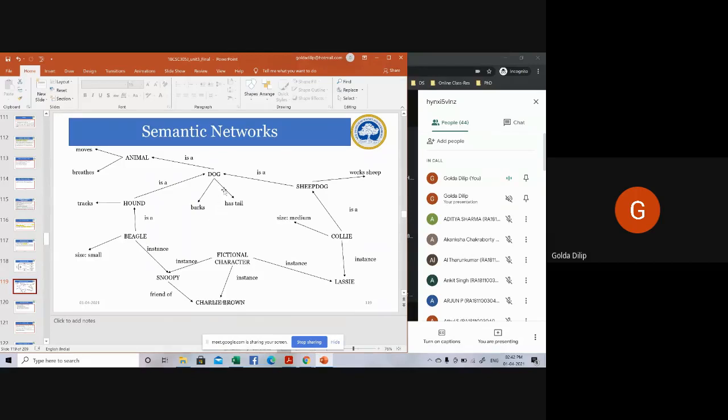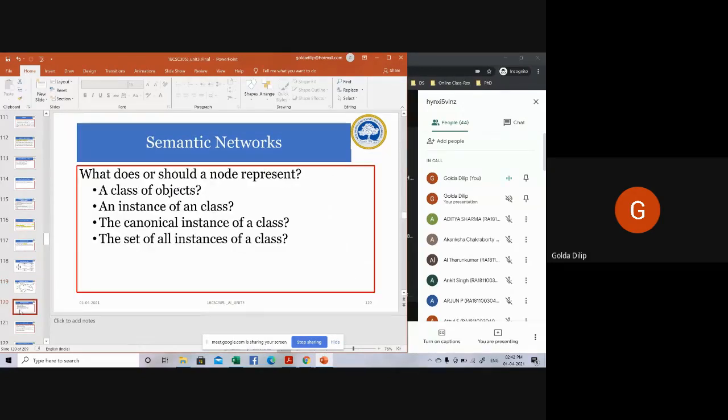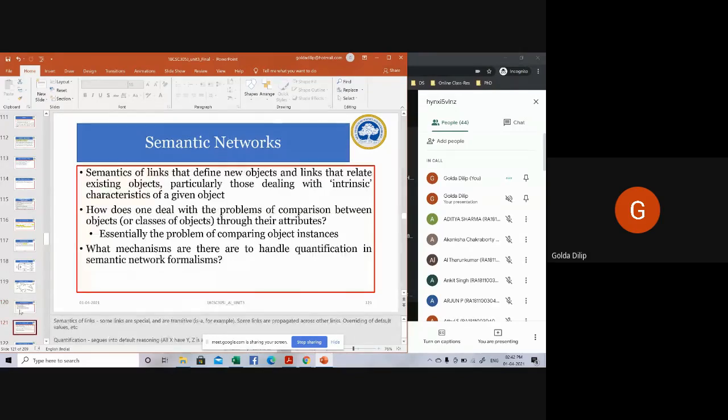Dog barks, has a tail. Dog is an animal. This is another way of representing it. The arrows are pointing towards the parent class. This is what it represents, and other things.